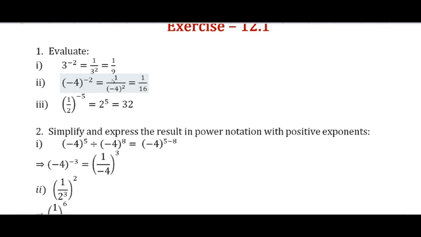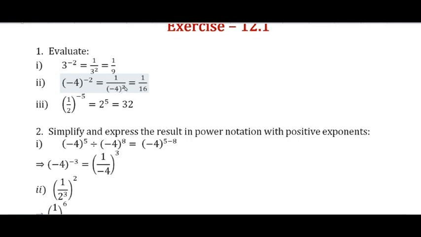In the same way here, minus 4 to the power minus 2 is 1 by. If the base is negative, you do not have to change it when it changes to a multiplicative inverse. Okay, 1 by minus 4 to the power 2. That means 1. Then minus 4 square is 16.